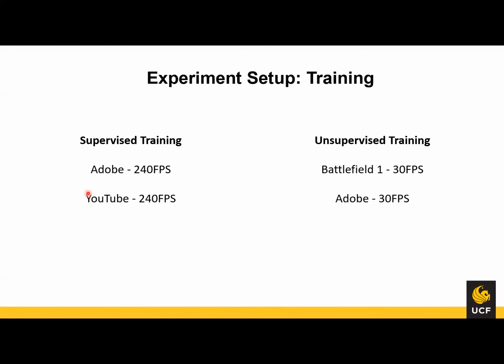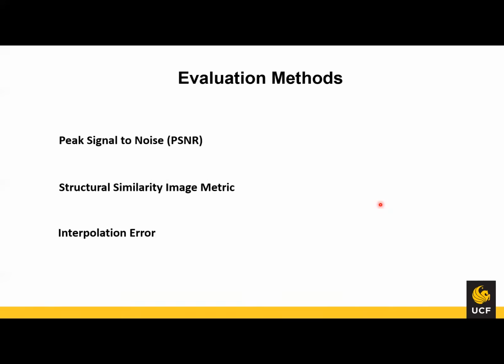Okay, so here we are. For training the supervised section of the network, we're going to train on the Adobe 240 frames per second dataset, and we're also going to train on the YouTube 240 frames per second dataset. And I have to say, the YouTube 240 frames per second dataset is also real world events. For the unsupervised training, we're going to use the Battlefield 1 dataset, and we're also going to subsample the Adobe 240 frames per second dataset into 30 frames per second.